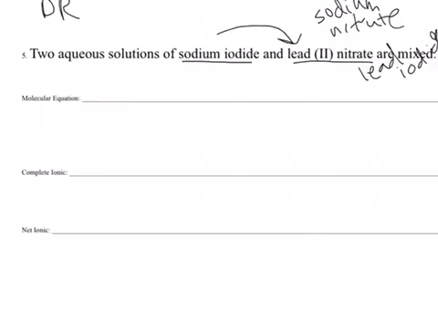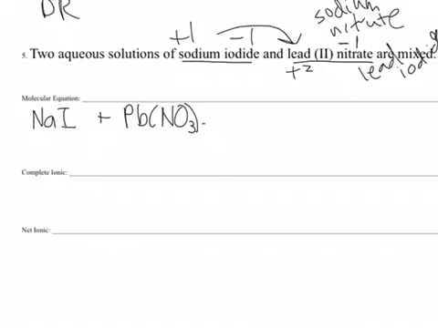So let's start. Sodium's +1, iodide's -1. So we get sodium iodide plus lead(II) nitrate. The II is telling you that lead is +2, and nitrate is always -1. So we have lead(II) nitrate. We have to have this 2 here to balance out those charges within lead(II) nitrate.